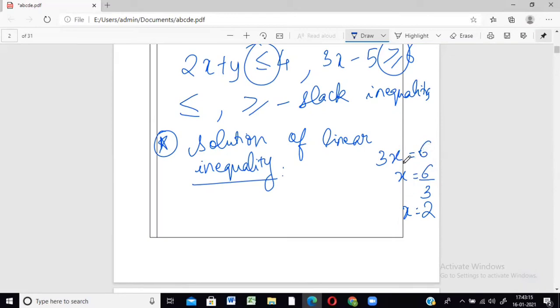The value of this variable. This is x, right? This is a variable, correct? So the value of this variable that makes it a true statement, that is called a solution of that equation. If I put 3 in place of x, 3 into 3, does that give me 6? No, right? So that is making the statement false. So that is called a solution of the equation.